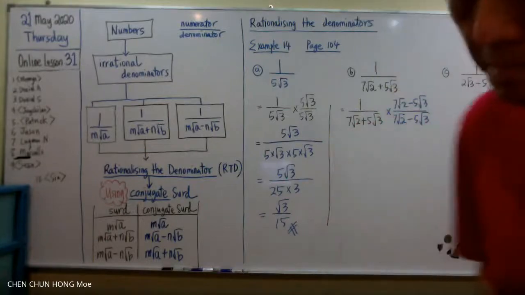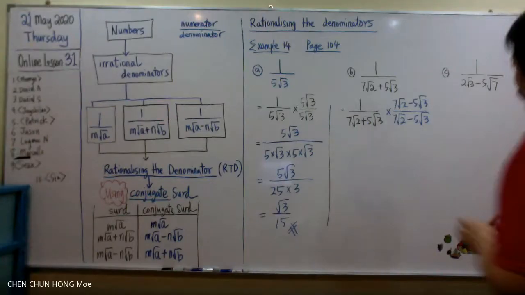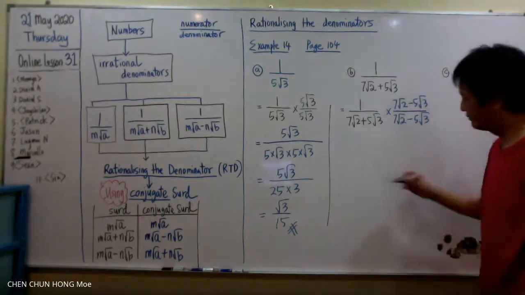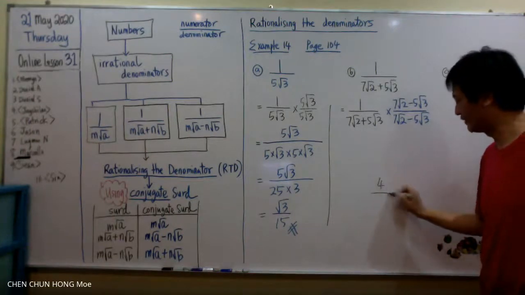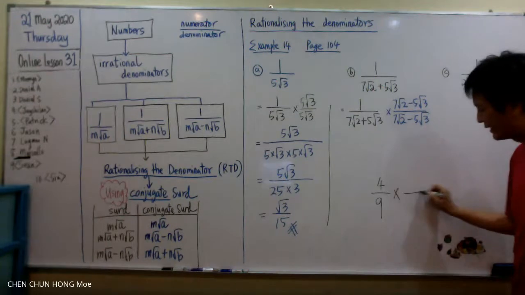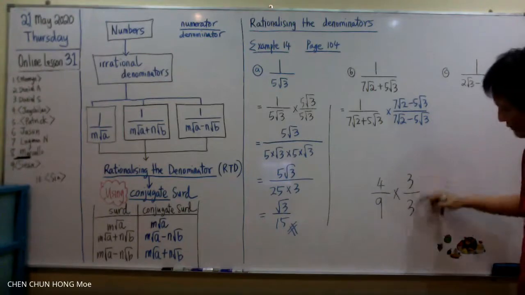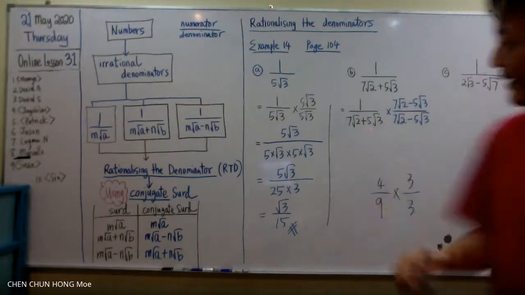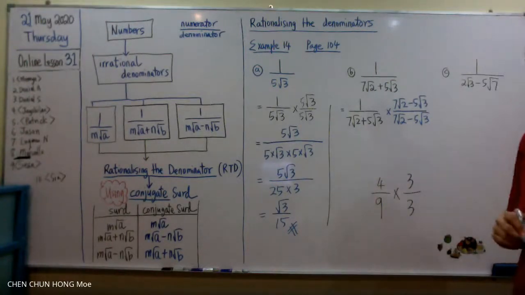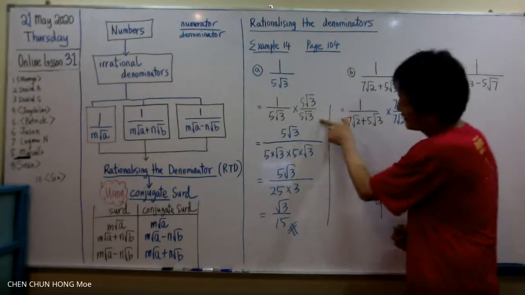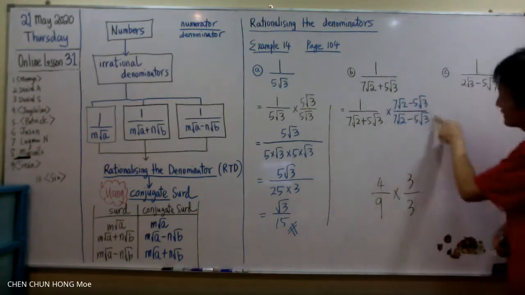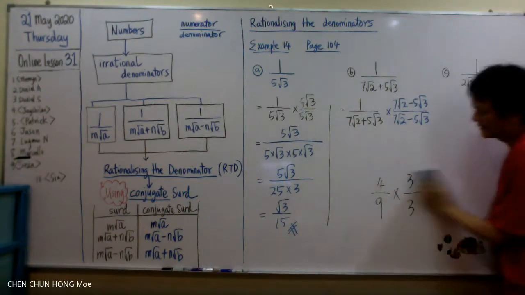Why is the numerator negative as well, sir? Oh, we have to follow. You see, if I give you an example earlier, like 4 over 9, for some reason you wish to multiply this with 3, you have to multiply the same thing here, right? These two have to be the same, because 3 over 3 is still 1. This over this is actually 1. We are not changing the value. This over this is also 1. We are not changing the value, we are simply changing the format.